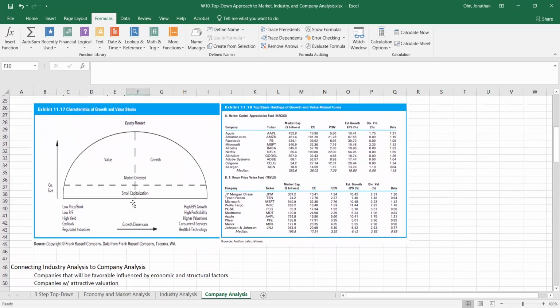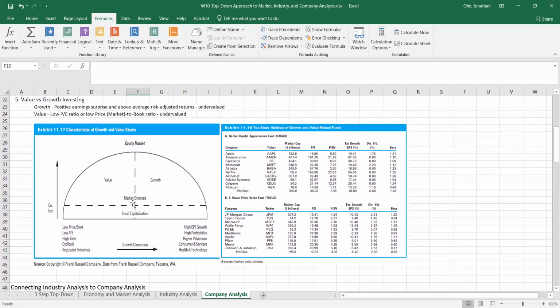Right? So this graph shows the difference quite well. Value stocks show low price to book ratio, low P/E ratio, and high yield. Growth stock is high EPS, earnings per share growth, high profitability, and high valuation. So growth stocks don't pay attention to P/E ratio or P/B ratio or dividend yield. But value investors don't pay that much attention to earnings growth, earnings surprise, or profitability. They focus on this, and they focus on this here, right? So here's an example. The upper part is the growth portfolio. The lower part is the value portfolio.